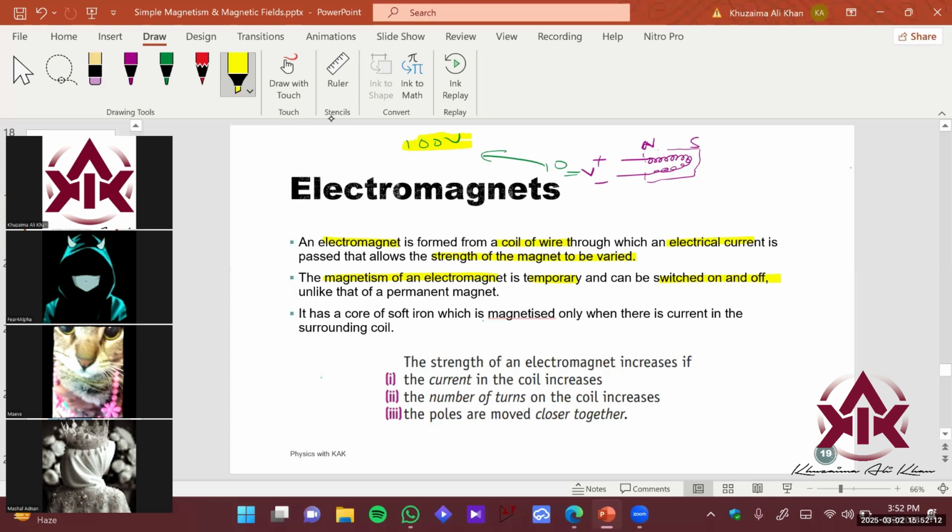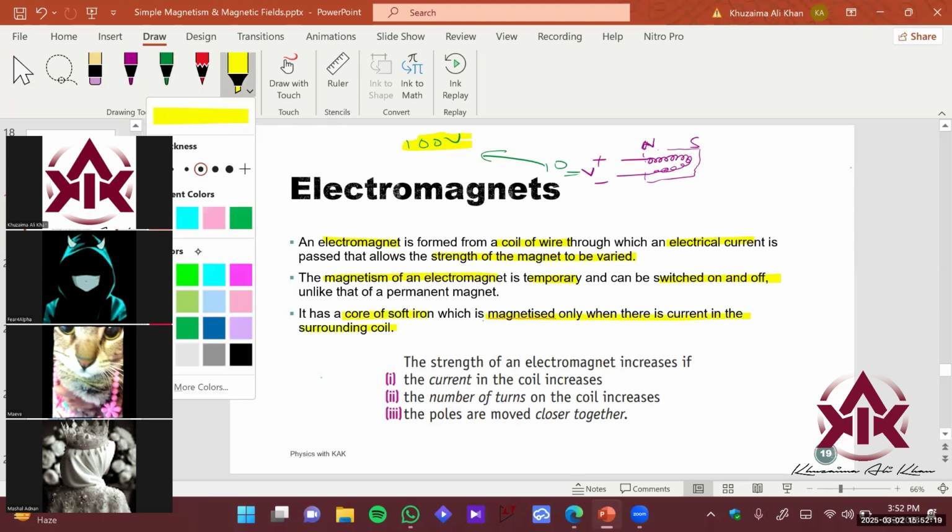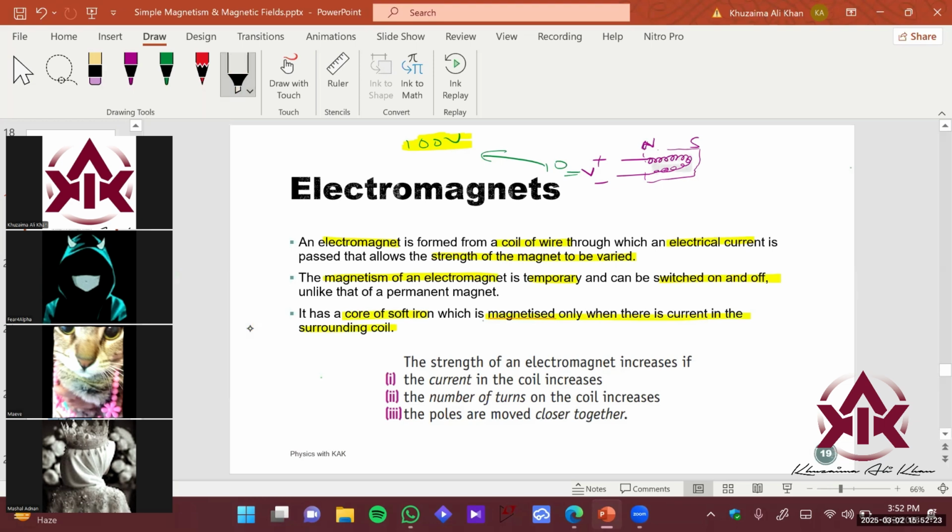Okay, and it has a soft iron core which is magnetized only when there is a current in the surrounding coil here, right? So obviously in the center we have a soft iron core to maximize the effect of the magnet over here. So we have a summary here. The strength of the electromagnet depends upon three things: the amount of current flowing in the coil, the number of turns of the coil, and how close together the poles are moved.